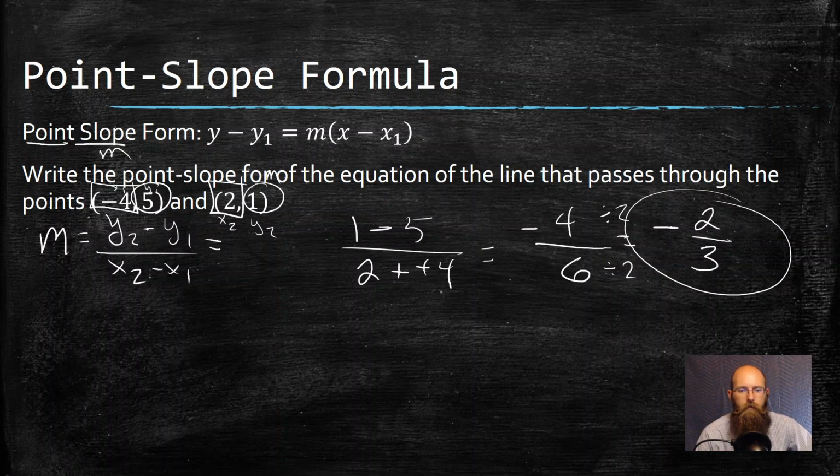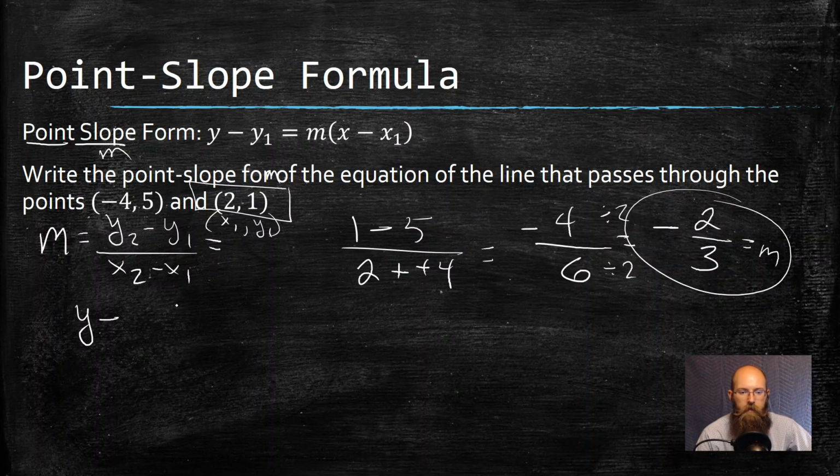So I need to pick one of those coordinate points and use my slope and use that to find my point slope form. I'm always going to choose my easier coordinate point, and to me, it's this (2, 1). So I'm going to have (2, 1) and my slope of negative 2/3. I'm going to plug those things in. So that's my x1 and my y1 coordinate point that I'm going to substitute in.